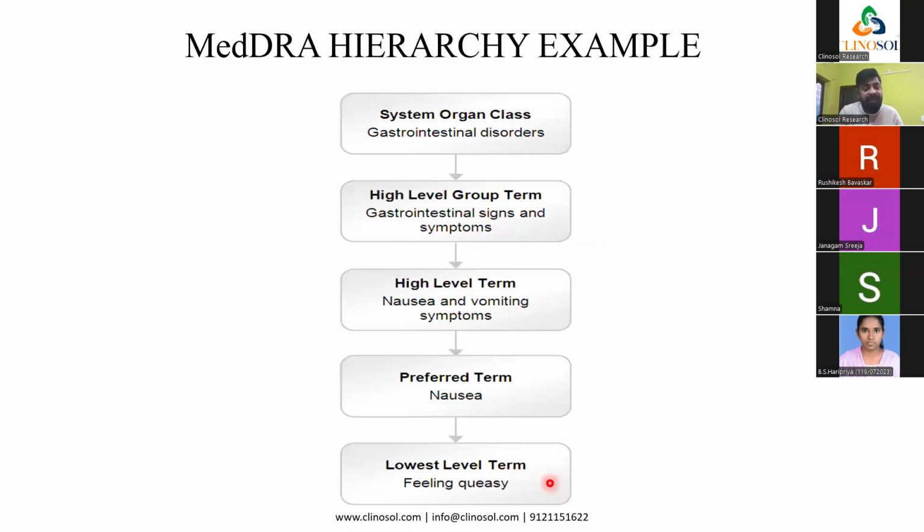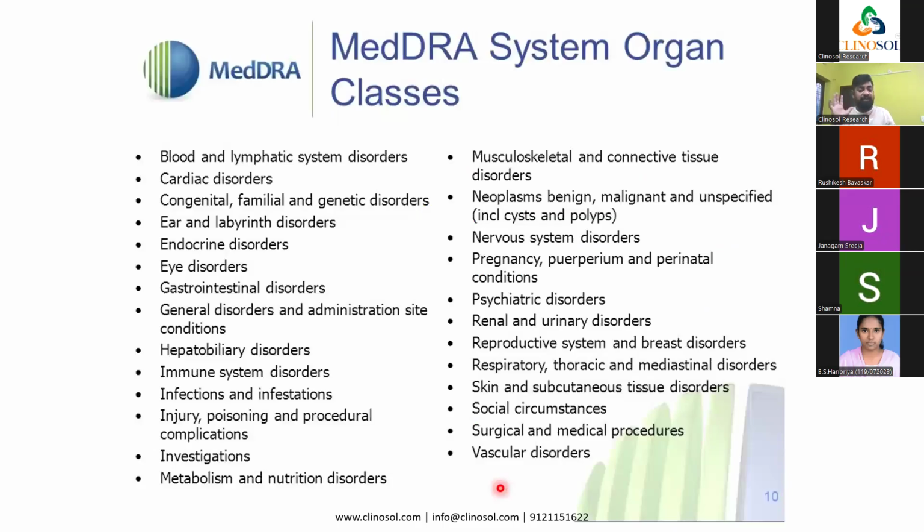One of the best examples: the adverse event term has been entered as nausea. So the preferred term they have entered is nausea. Then we have to code all the levels from SOC to LLT. First, nausea comes into the SOC gastrointestinal disorders, GI disorders. Then the high level group term, which is gastrointestinal signs and symptoms. High level term, nausea and vomiting. And below that, you have the preferred term, which is nausea, and the LLT feeling queasy. This is an example.